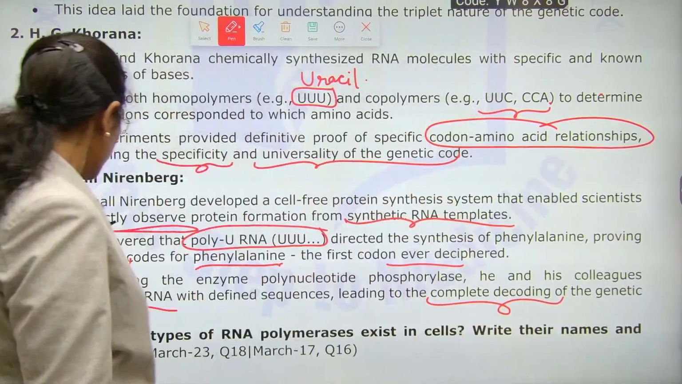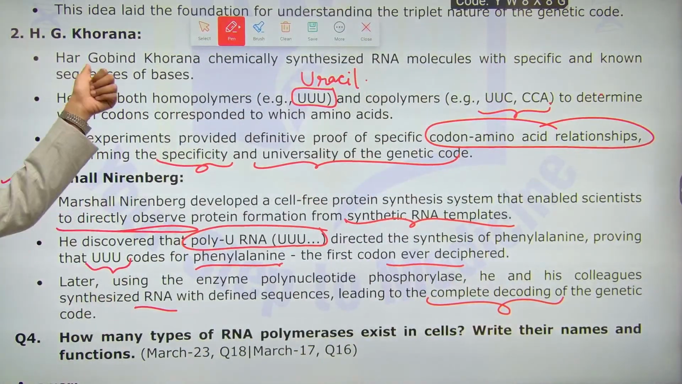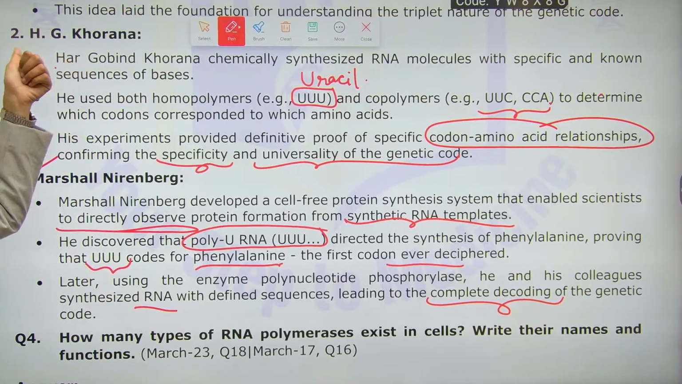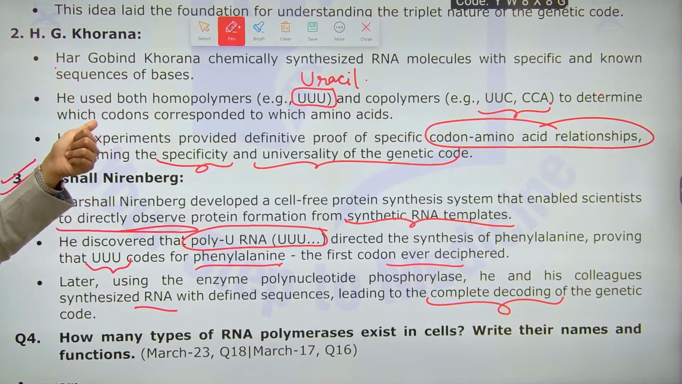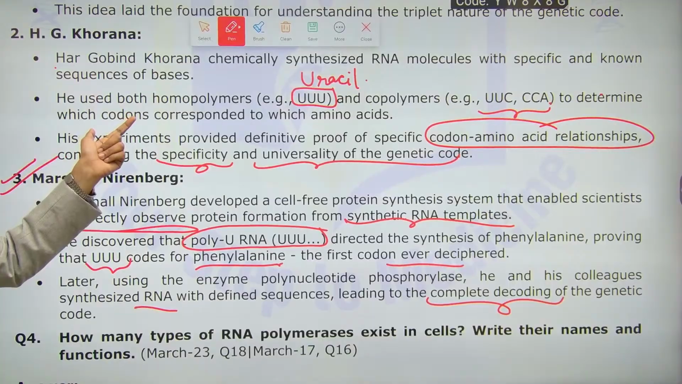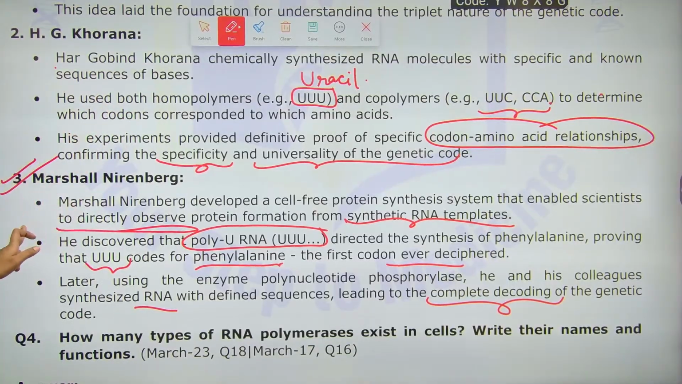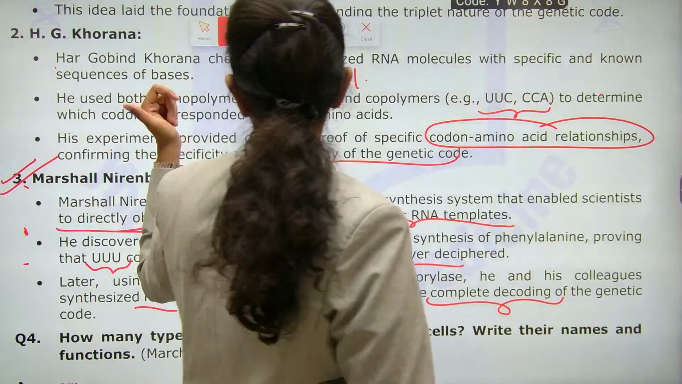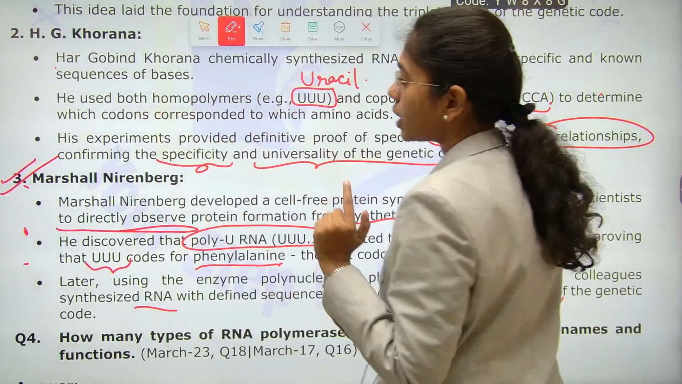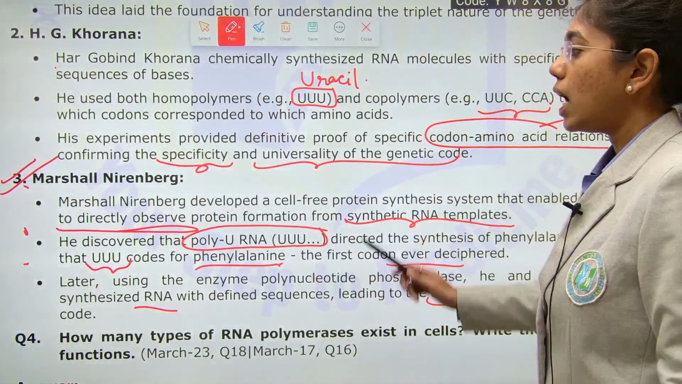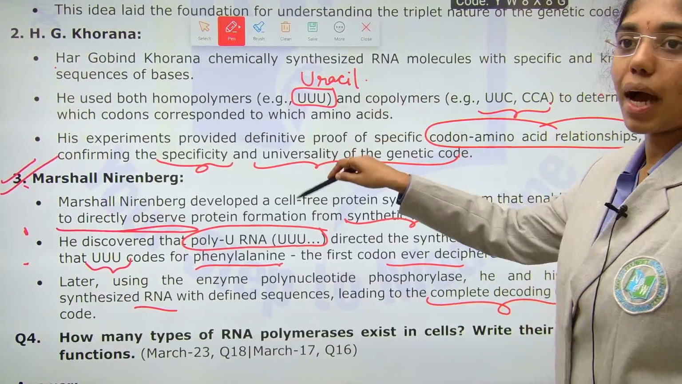of the genetic code. So first it is H.G. Khorana who has synthesized RNA molecules with specific bases. Next, copolymers are being synthesized. Marshall Nirenberg. Fine, right? First explain about George Gamow's discoveries, followed by homopolymers and copolymers, which are given by H.G. Khorana, and Marshall Nirenberg.